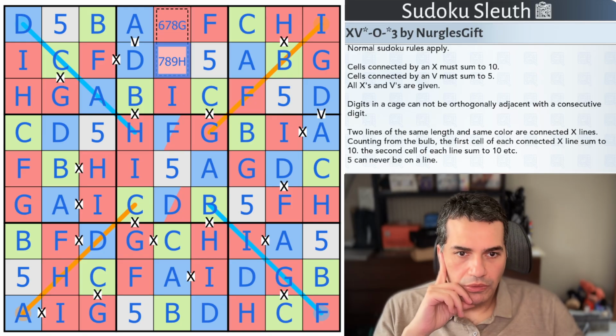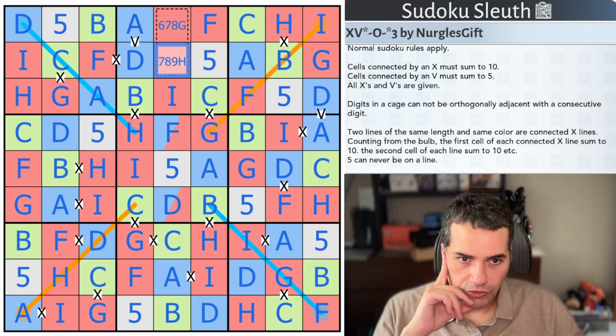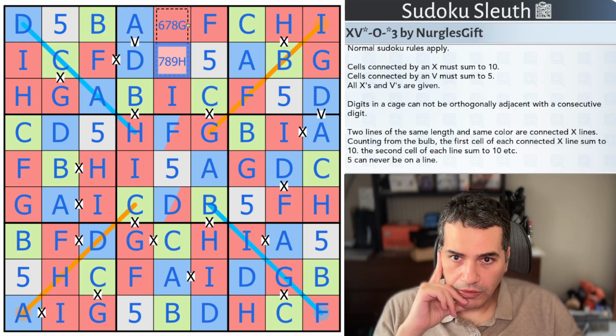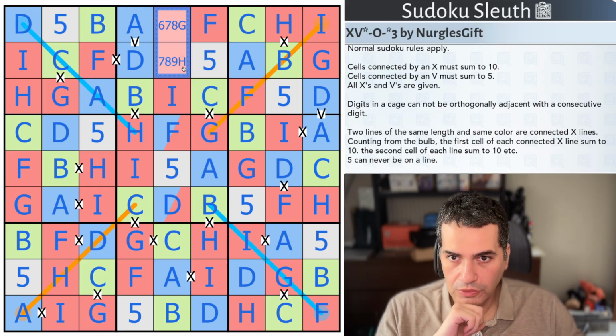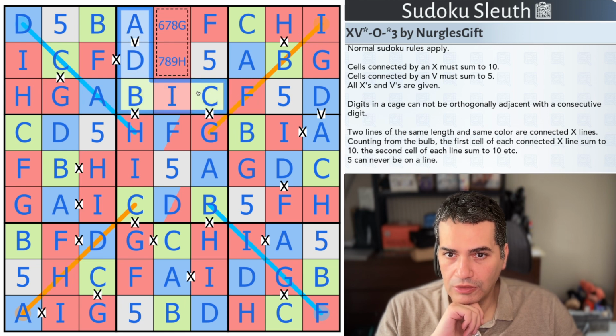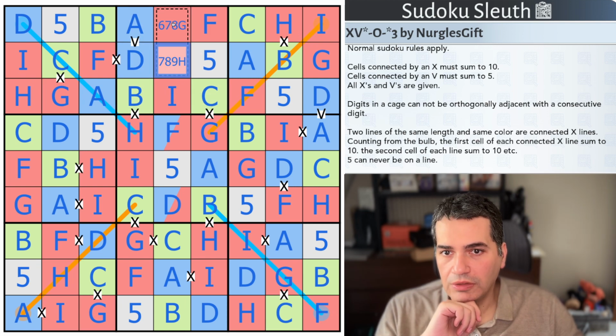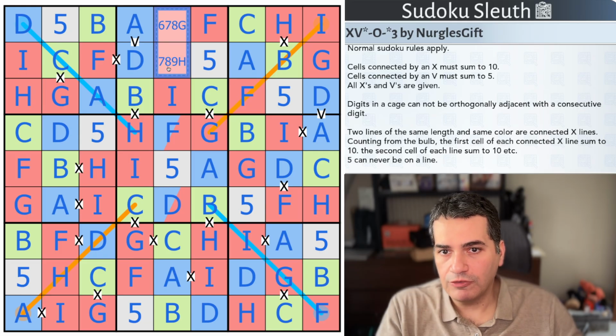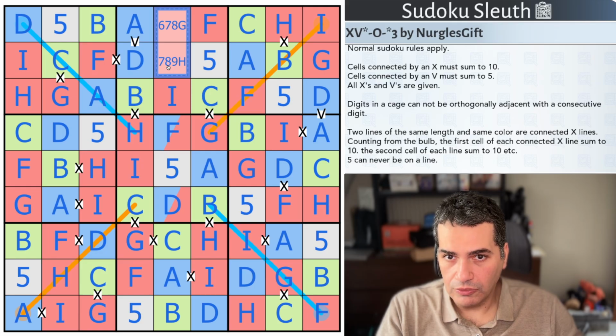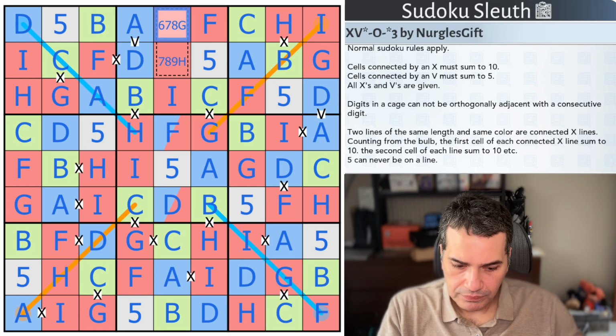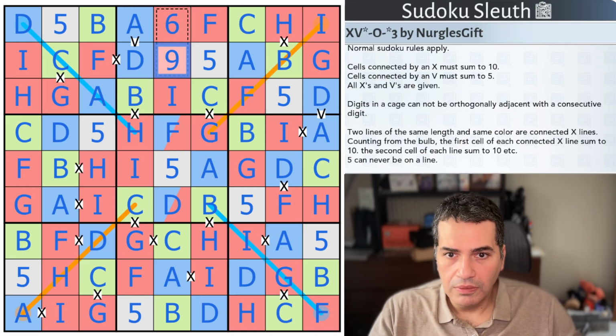Sorry, I'm going to reread the rule. Digits in a cage cannot be orthogonally adjacent with a consecutive digit. So I'm assuming they can't be orthogonally adjacent to themselves either, even though they're both inside the cage. It's not just look at digits around the cage. So obviously if one of them is 8, the other one would be 7, because the two cells have to add up to 15. They just have to be the non-consecutive ones. So I'm going to make the assumption that is telling me that 6 and 9. What was it again? That was H, wasn't it?